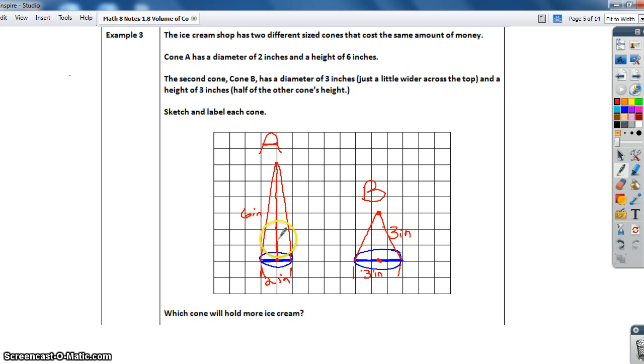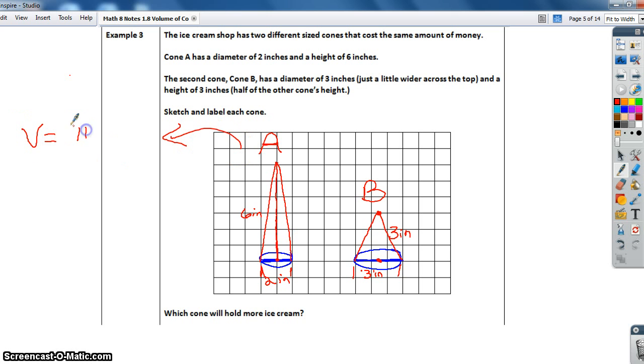Raise your hand. Who'd rather have cone A? Who'd rather have cone B? Oh, it's about a tie. I think maybe a couple more said cone B, but it's pretty close. Well, let's figure it out to see who's right. Which one holds more ice cream? All right, let's do cone A first.